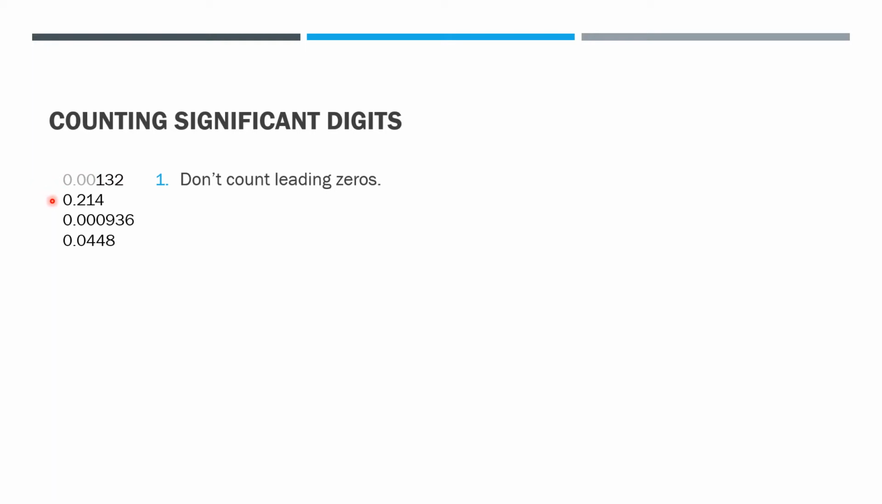How about this one? There's one leading zero. That doesn't count, so there are three digits left. So I'd say this one has three significant figures. How about this one? It has four leading zeros, and there are three digits left after you take away the four leading zeros. So it has three significant digits. How about this one? There are two leading zeros. They don't count, so there's three figures left. So it's three significant digits. So all of my examples here have actually three significant figures.